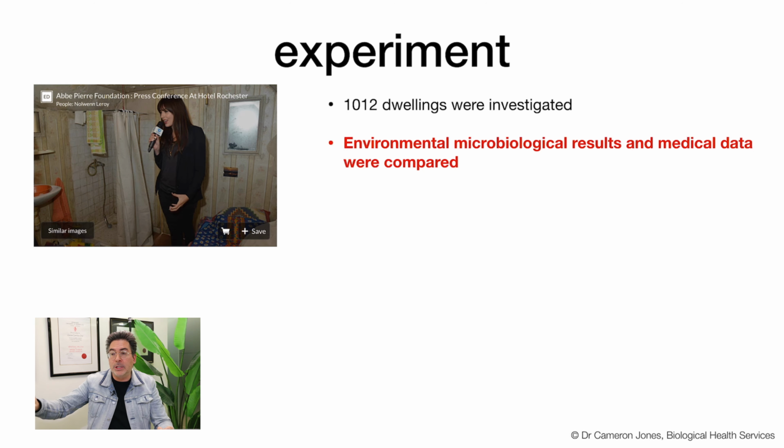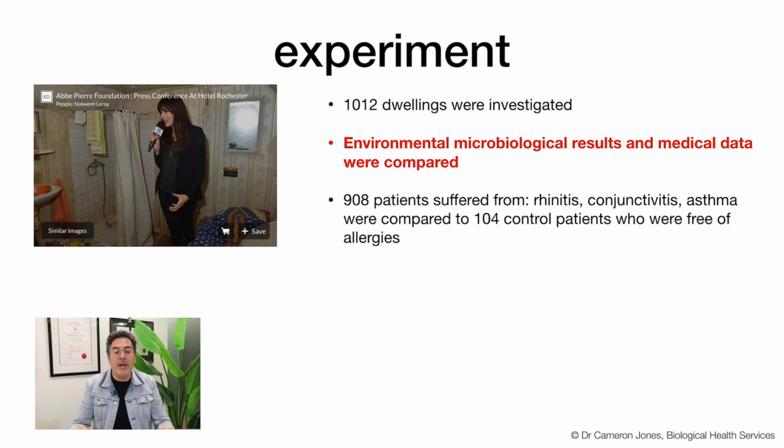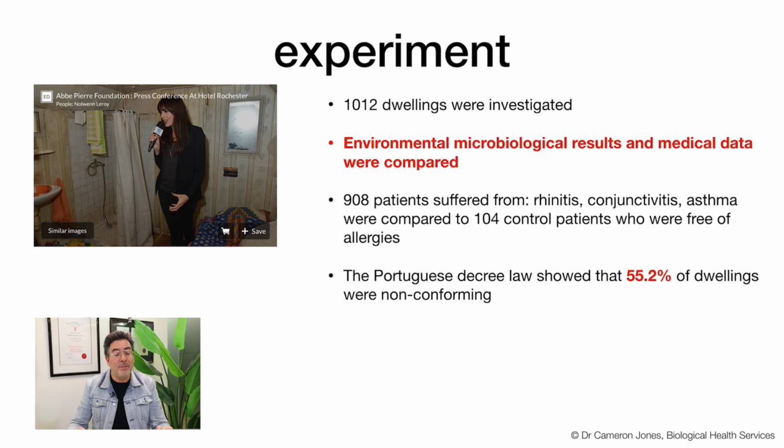Now, getting back to the paper and the experiment, 908 patients who suffered from rhinitis, conjunctivitis, asthma were compared to 104 control patients who didn't have any of these allergies. And they applied the Portuguese decree law, and they showed that over half, or 55.2% of the dwellings, in fact, were insalubrious or non-conforming and posed a health risk to the participants. So that's a pretty high number, more than 50%.